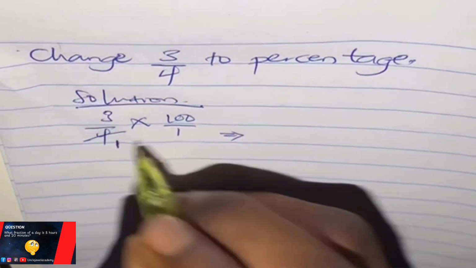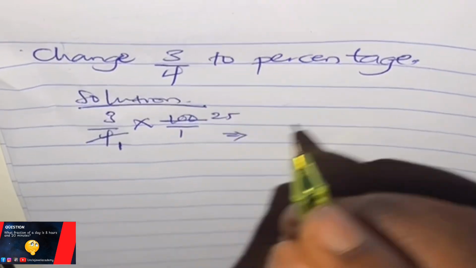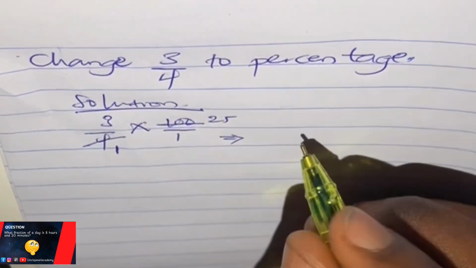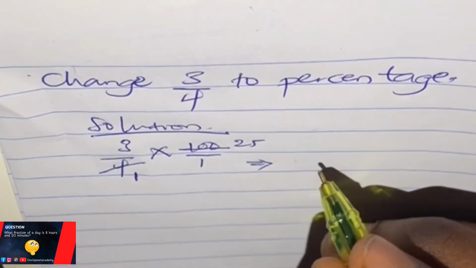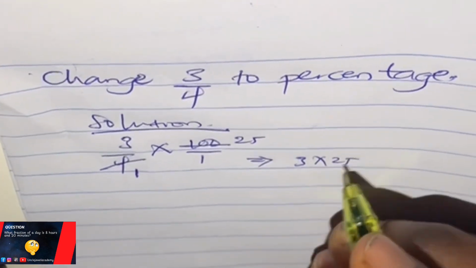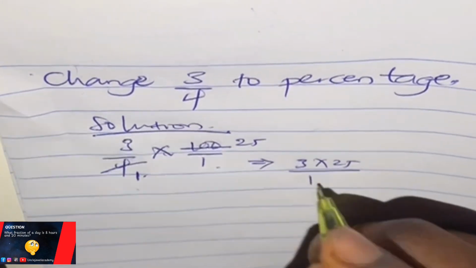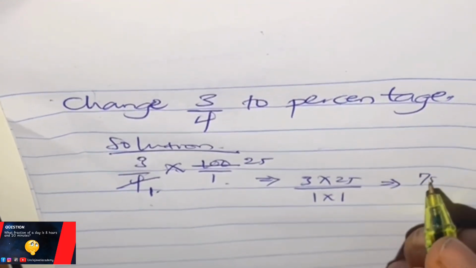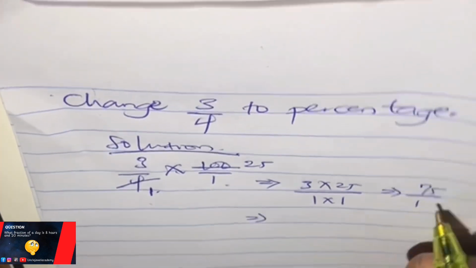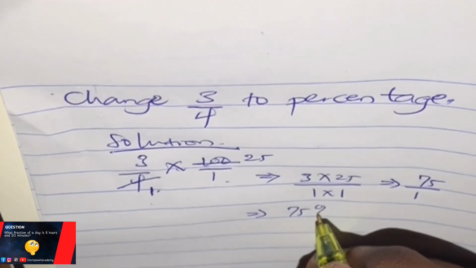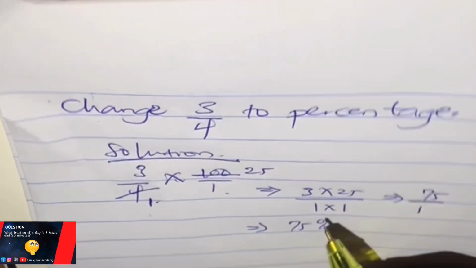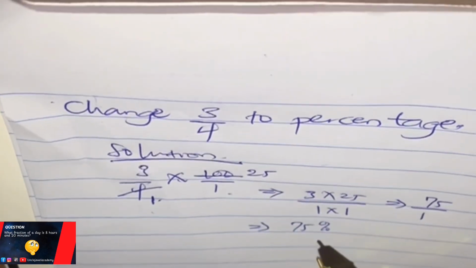4 will go in 4 once. 4 will go in 100, 25 times. So we have 3 times 25 right here. 3 times 25 all over 1 times 1, and that's equal to what? 75 all over 1. So our final answer here is 75%. 3 over 4 to percentage is actually 75%.